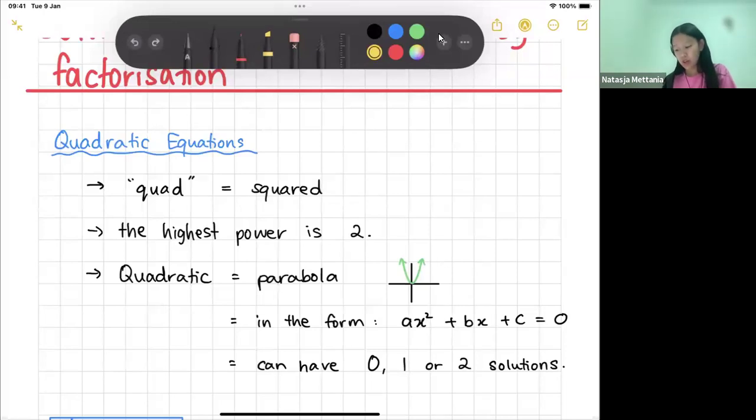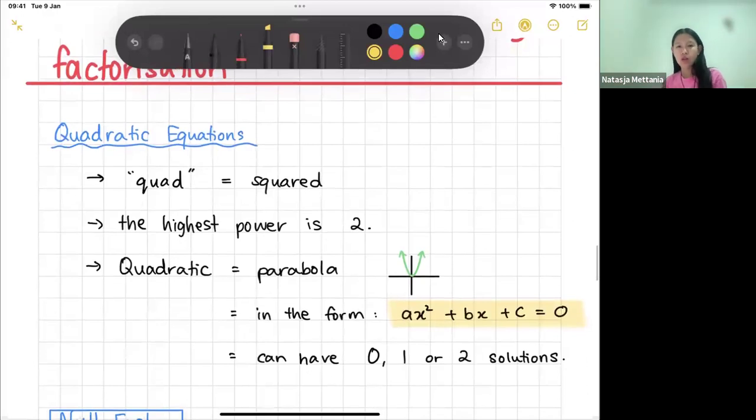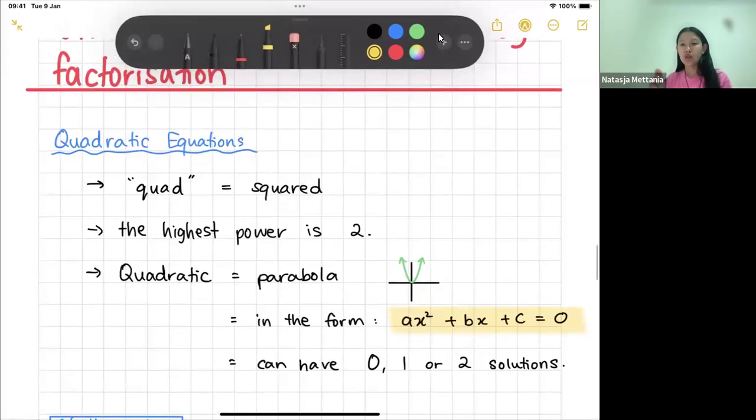Quadratic equations are in this particular form. I think it'll be best for you to write this down because you might need to use it in the next few lessons. In the form of ax squared plus bx plus c equals 0, which you should have already seen in your algebra questions when you're factorizing, but this is particularly for quadratic equations. Now, quadratic equations can have 0, 1, or 2 solutions.